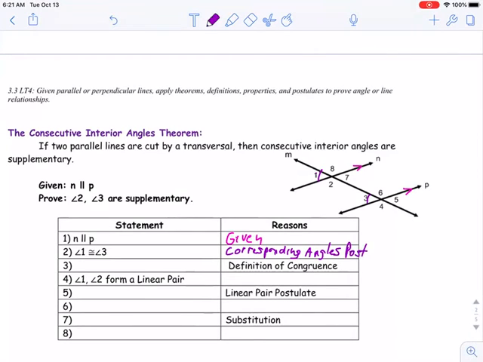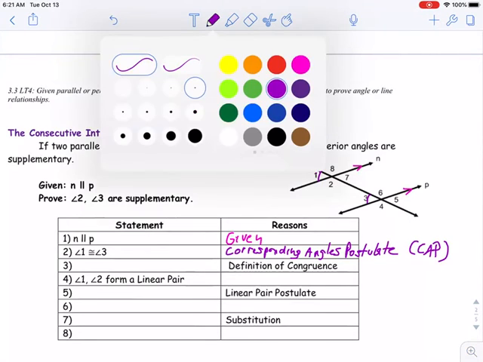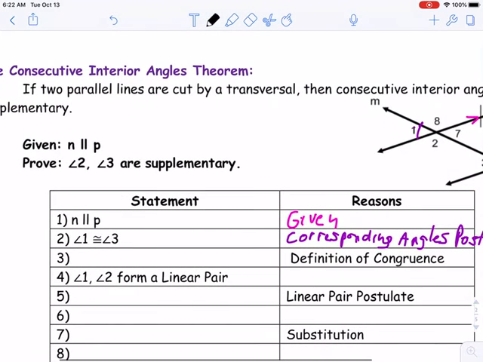postulate. And again, if you're writing cap, I know what that means. We don't want to abbreviate every single thing, but we can abbreviate some things. All right, corresponding angles postulate. All right, and then saying definition of congruence. Now, reason 3 is definition of congruence. So if I look at statement 2, I'm talking about the angles being the same. Well, let's talk about their measure being the same. Well, that means measure of angle 1 equals the measure of angle 3.